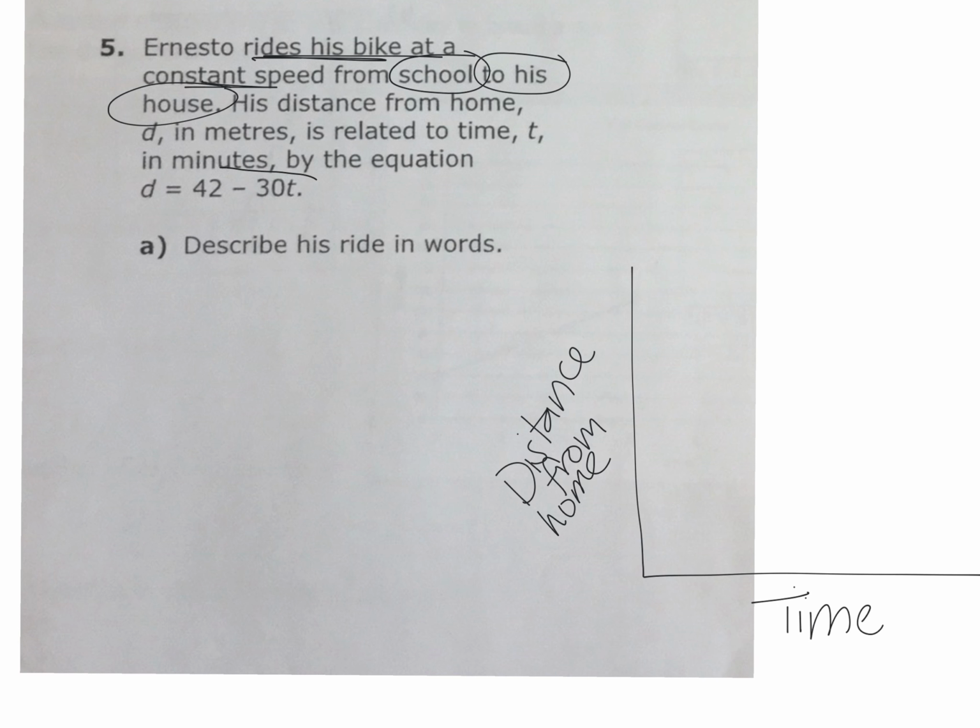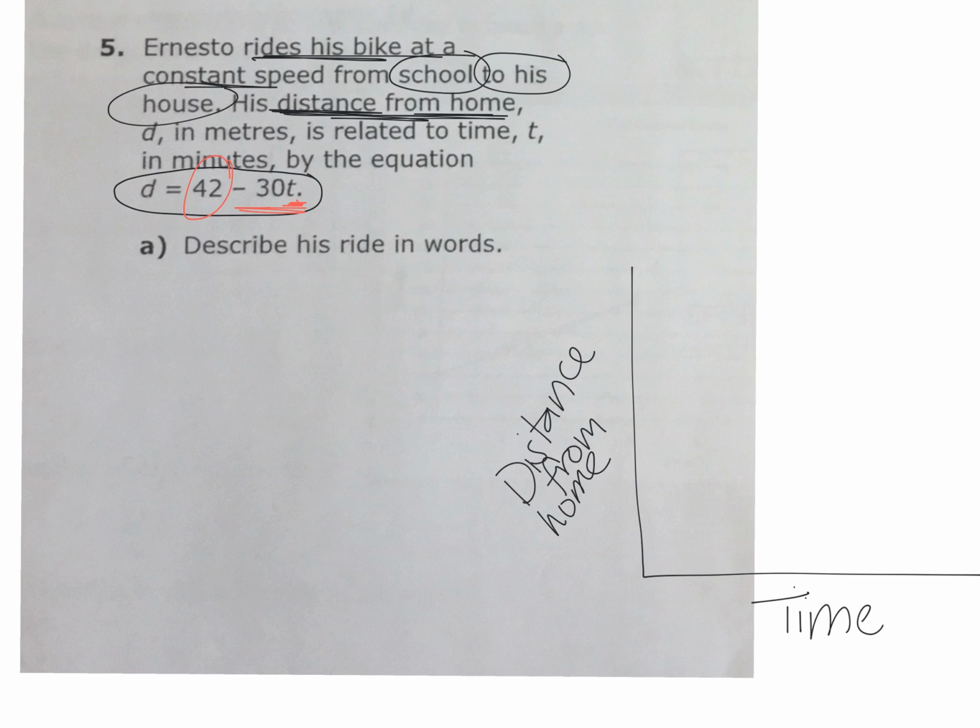So they've given us the equation, which is showing that his distance from home is related to the time in minutes. Can anyone describe what this equation means? What is his distance equal to? 42 minus 30t. What does that mean? T stands for time, yes.